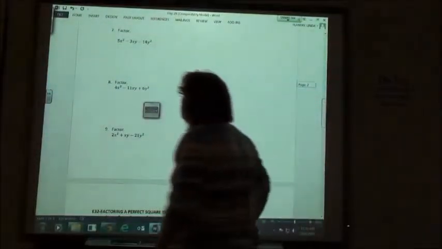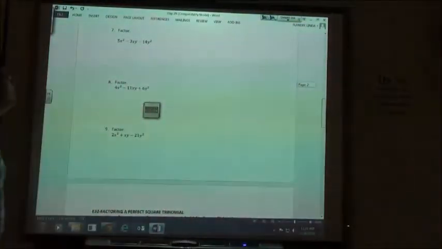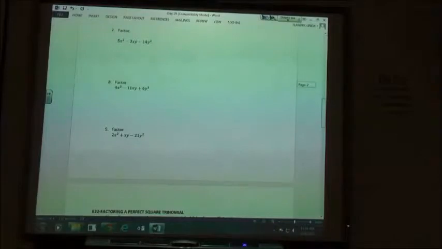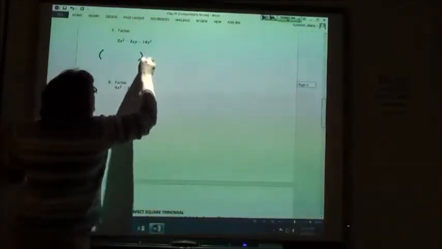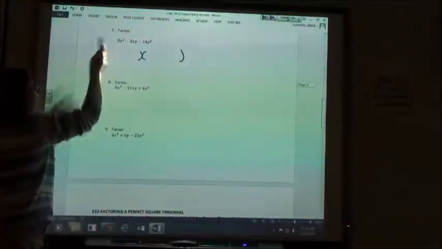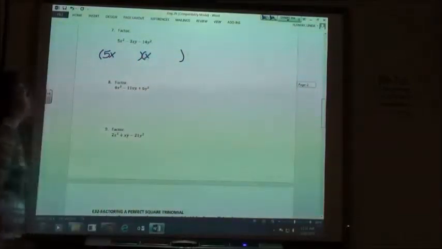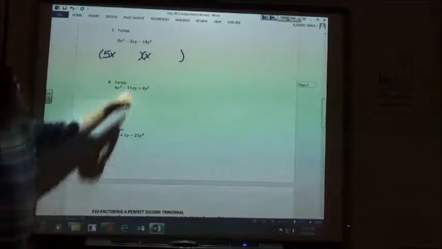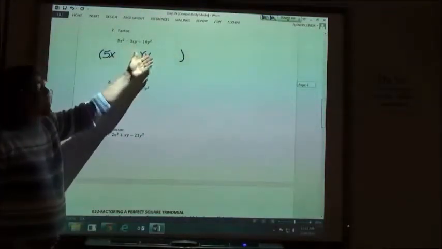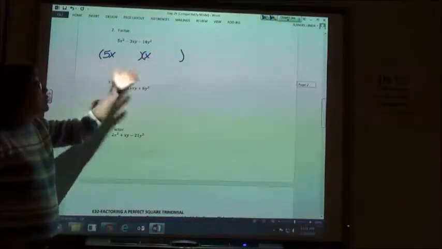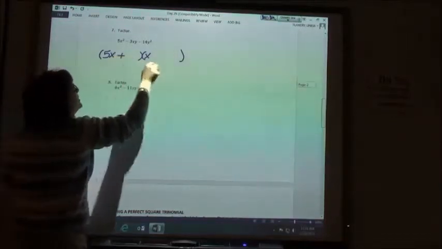x squared minus 3xy minus 14y squared, we're basically still doing the exact same thing. We know it came from foiling factors of 5x squared, 5x and x. My signs. If the end is a negative, I know I have one of each. Now normally I don't write them both down, I just put a plus and a minus.